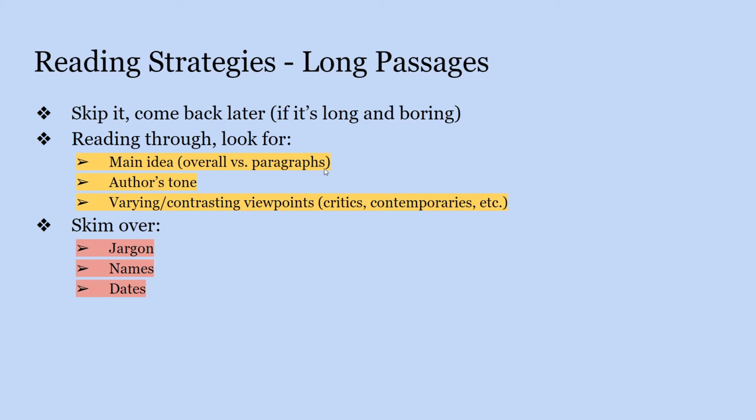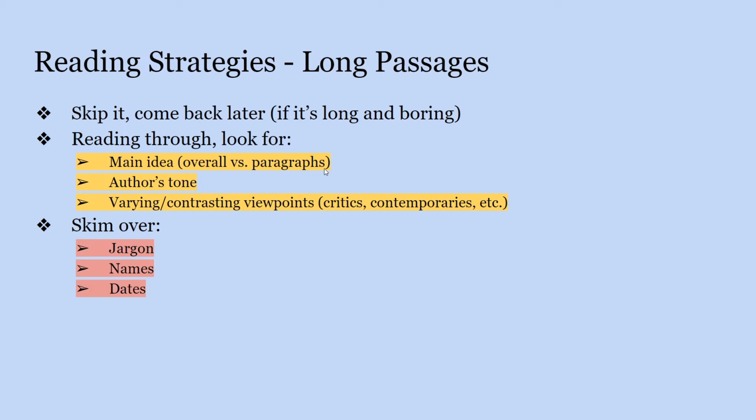Also, you want to be able to identify what the author's tone is. By the time you've read through the first time, you should be able to say, oh, the author was trying to be persuasive, or the author was trying to elaborate on this point, or the author was trying to defend a particular figure from criticism, right?